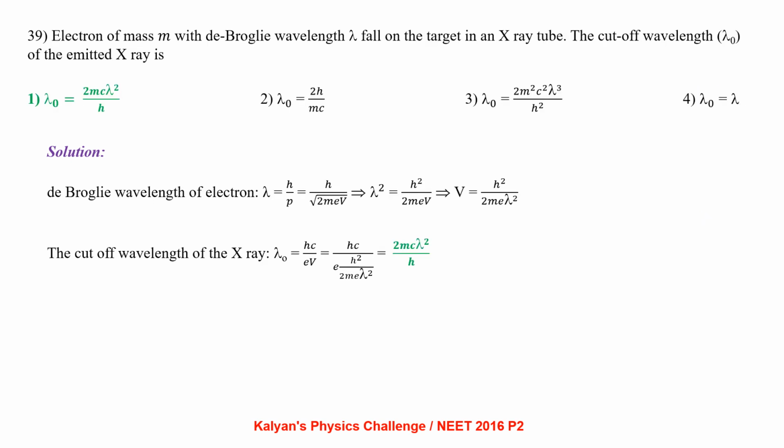An electron of mass m with de Broglie wavelength lambda falls on a target in an X-ray tube. The cutoff wavelength lambda naught of the emitted X-rays is?